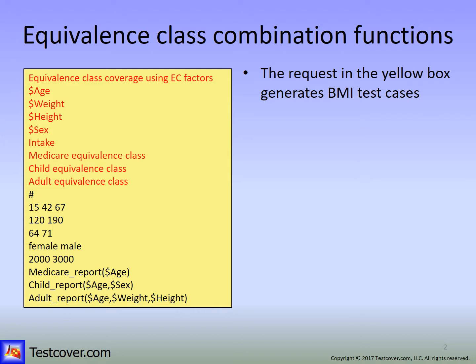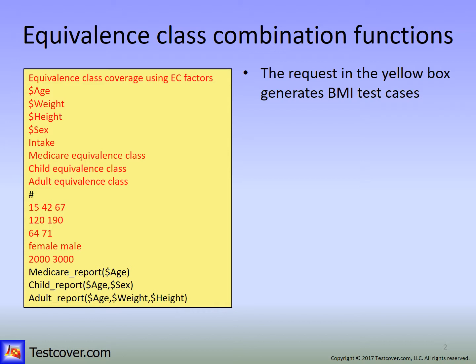Next, we have fixed values for the 5 input factors: age, weight, height, and so forth. For the age factor, we choose 15, 42, and 67 years to generate the child, adult, and Medicare report types. We use the weight and height values from the previous slide. The sex values are female and male, and the intake values are 2,000 and 3,000 calories.